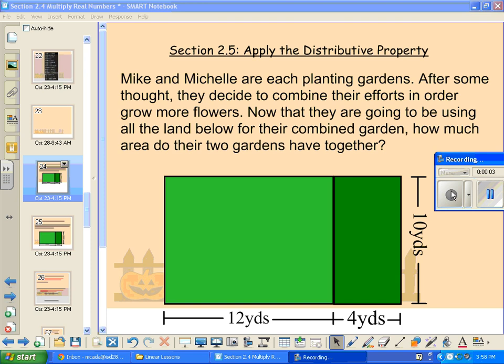Today we're back in section 2.5. We started section 2.5 a couple days ago just by learning some terminology, and now today we're going to jump back into it and talk about what the section title actually says, apply the distributive property.